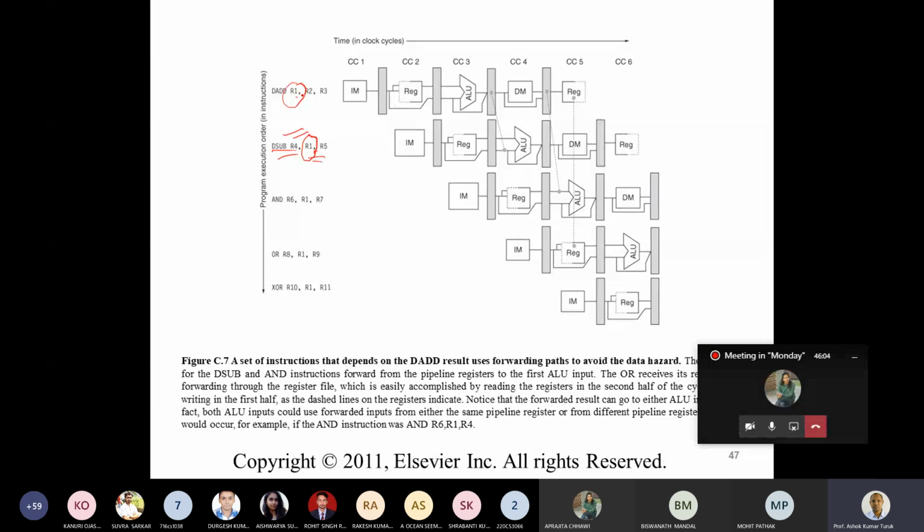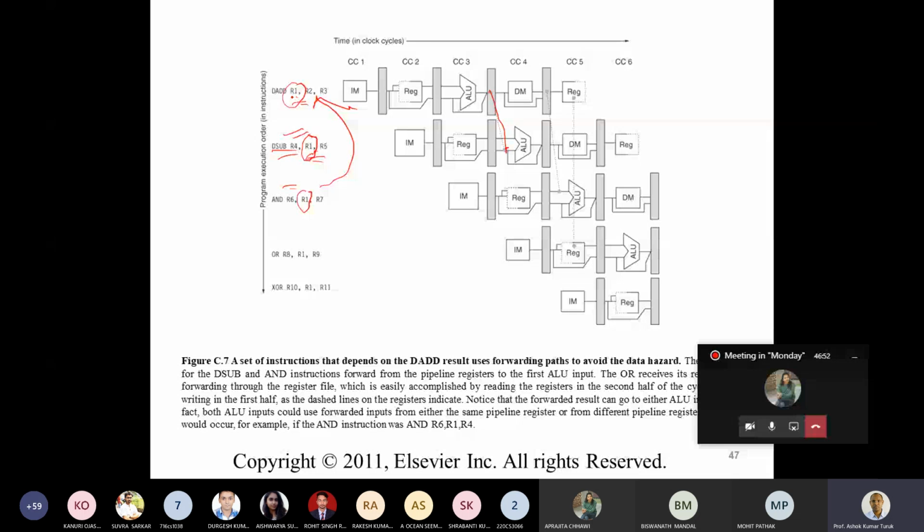Now let's look at the AND instruction. Here is the source, and if you look, it is one of these previous instructions. That means two instructions away. This is the add instruction producing the source. So again, the forwarding logic detects that it should get it from the ALU output rather than from the register file. So from here it is transferred here.